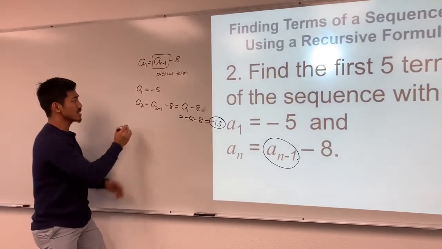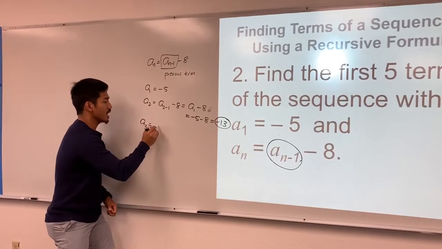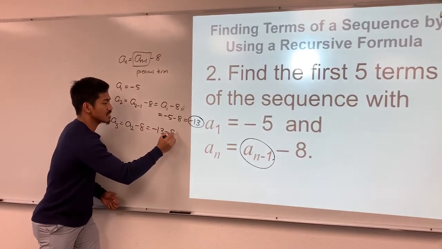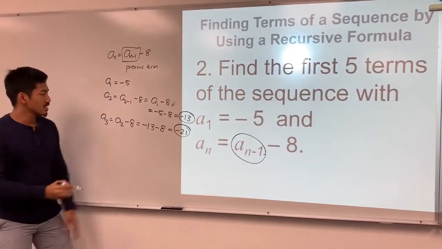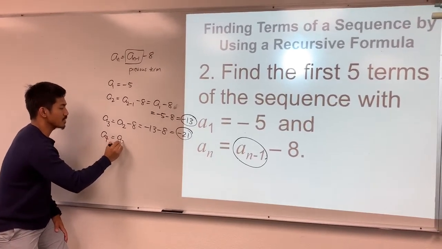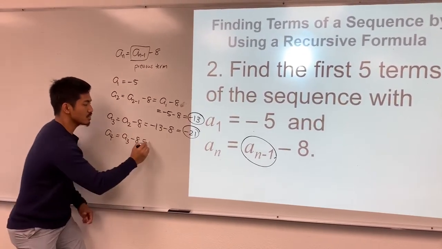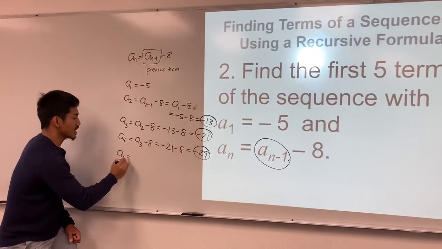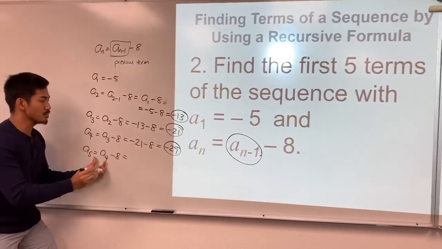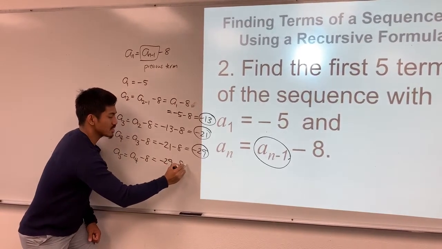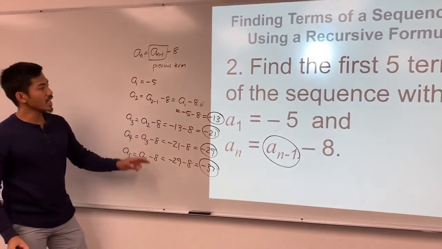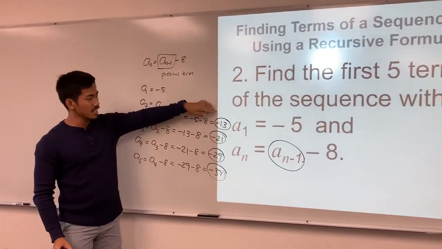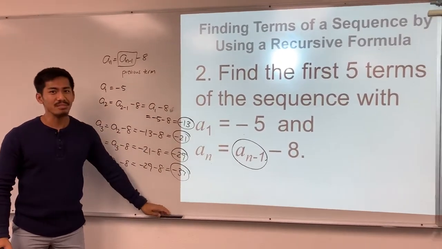Doing the same process, a sub 3 is a sub 2 minus 8, and a sub 2 is negative 13, minus 8, that's negative 21. Same thing with a sub 4: that is a sub 3 minus 8, a sub 3 is negative 21 minus 8, it's negative 29. And a sub 5 is a sub 4 minus 8, and a sub 4 is negative 29 minus 8, which is negative 37. There you go, we have our 5 terms. The first 5 terms of the sequence: negative 5, negative 13, negative 21, negative 29, and negative 37.